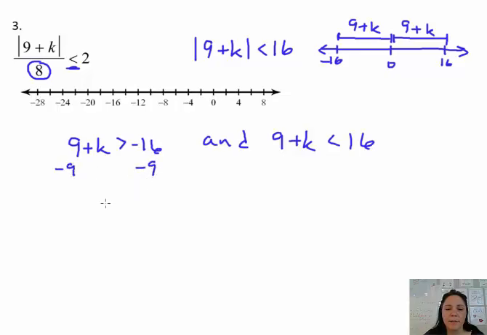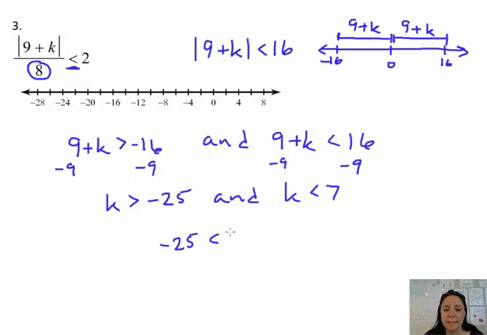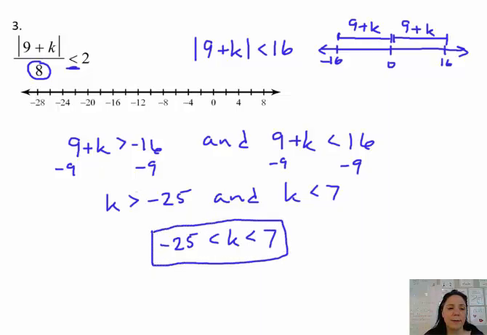Subtract 9 from both sides. I have k is greater than negative 25, and k is less than 7. So I can write that all together as one statement. Negative 25 is less than k is less than 7. And there's my statement. And then I can grab my larger ink size, but not yet because I don't have equal to, so I better set the ends here.